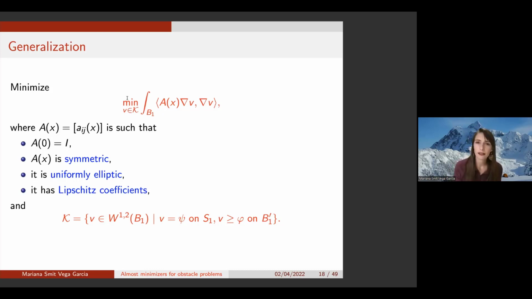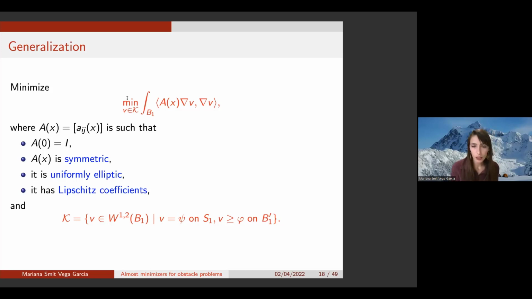The reason for that is the following. Many times your obstacle is not flat, as in the case of the picture that I had before. However, if your manifold is nice enough, you can locally flatten it. But once you flatten it, your operator changes. So instead of having the Laplacian, you will end up with a variable coefficient operator. For that reason, we wanted to look at this energy instead, because then it will take into account the situations in which the manifold was not flat to begin with.